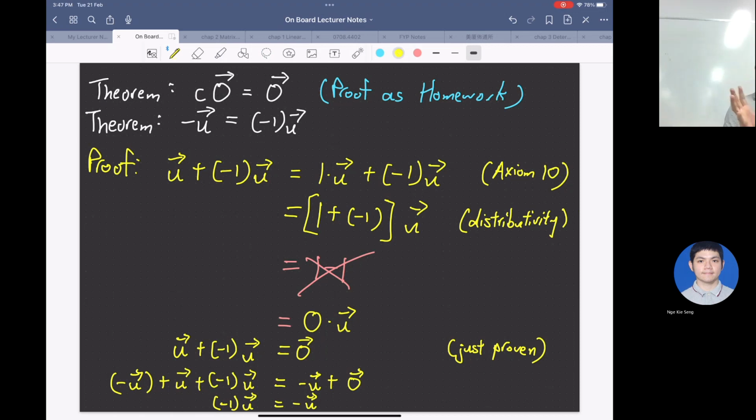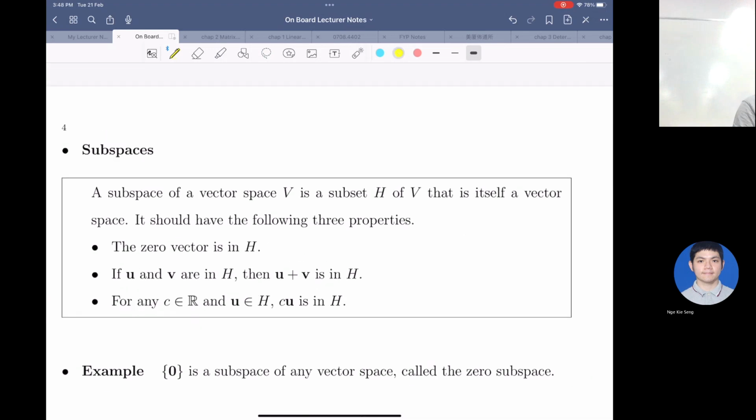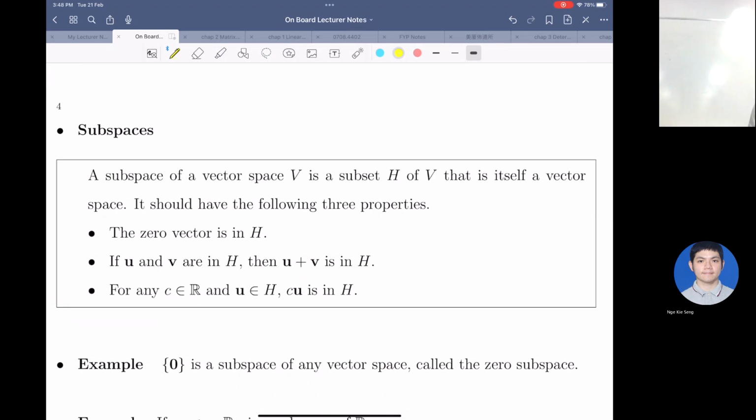Okay, let's introduce subspaces before we break. So introduce subspace again. I think this one is very familiar to you already. Last time we introduced subspaces of Rn. This time we introduce subspace for any vector space V. First of all, it is a subset H. Does anyone not know what a subset is? Everyone knows what a subset is? Let me know if you don't. A subset is like part of the space, part of the original space. So it's a subset H of V that is itself a vector space.